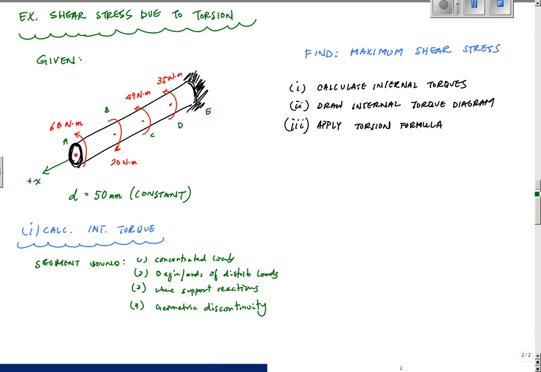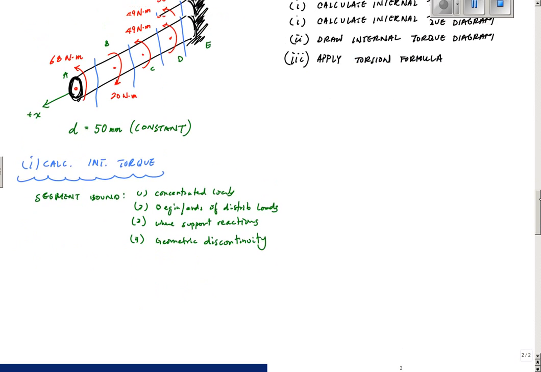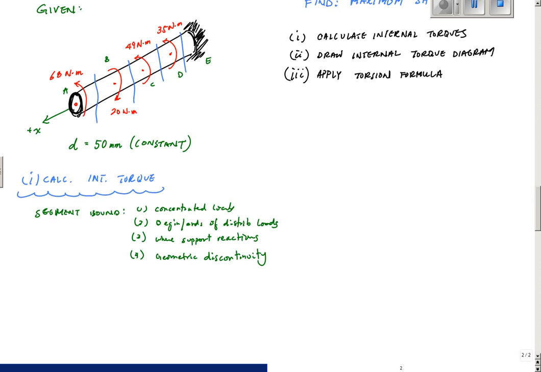So let's look at this right here. We have a concentrated torque at A, B, C, and D, and then we have a reaction or support at E. So we want to make sure that we cut in between each of those. So here A, B, B, C, C, D, D, E. I prefer to draw this thing in 2D. It's hard for me to tell in 3D a lot.